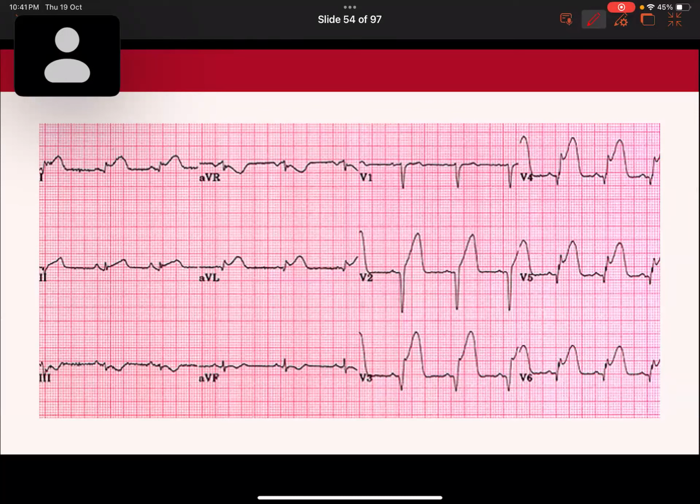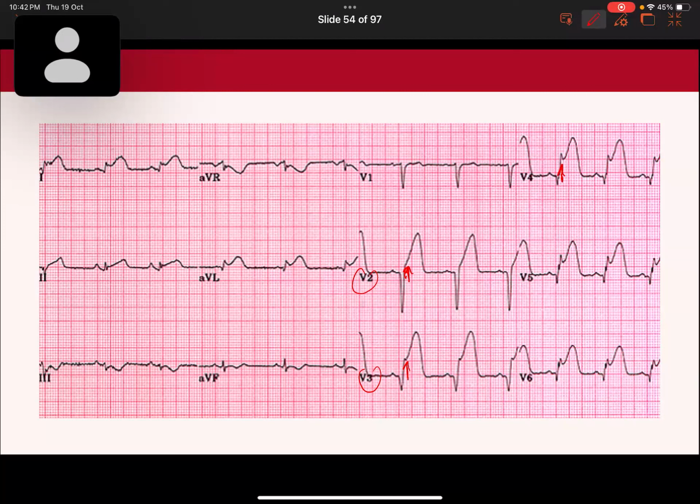So what about this one? Where do you see the ST elevations? Again, the same. 1, AVL, 5, and 6. Exactly. So what do you consider this? Oh, by the way, if you look at V2 and V3, it's also involved. Look at this. Right? And maybe also even V4, right? Yes, V2, V3, and V4.